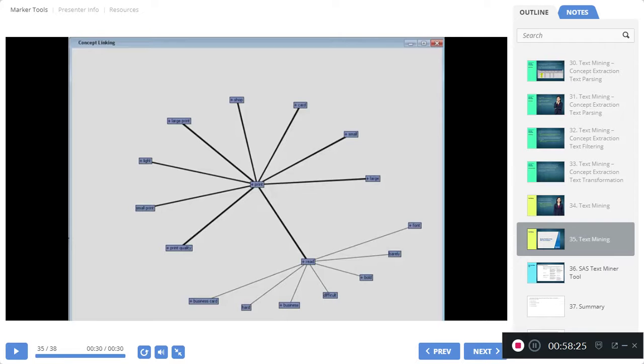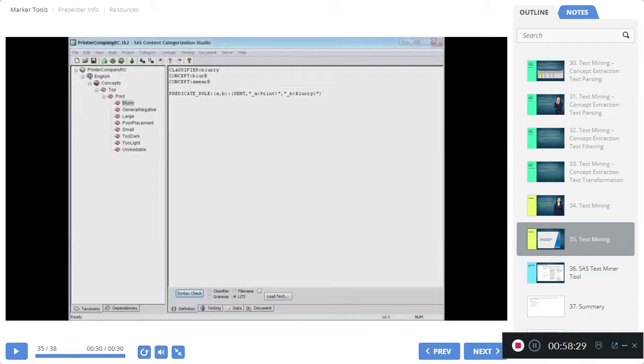These concepts can be used to develop a small taxonomy so we can further quantify the problems. Here are the concepts in SAS Enterprise Content Categorization. The problem areas, blurry, small, large, contain simple classifiers and a rule that looks for those classifiers in sentences with the rules defining print. For example, the print is too small. The font was blurry.